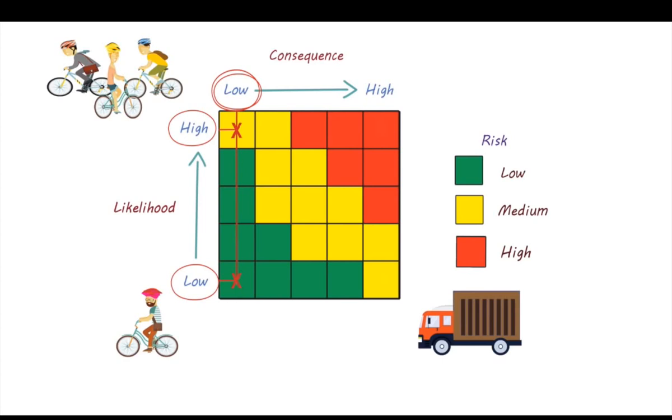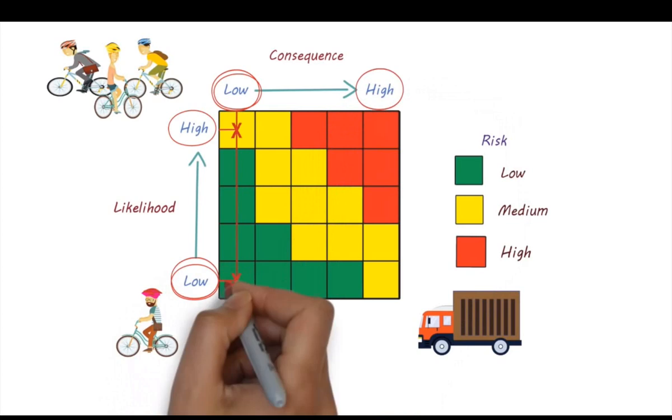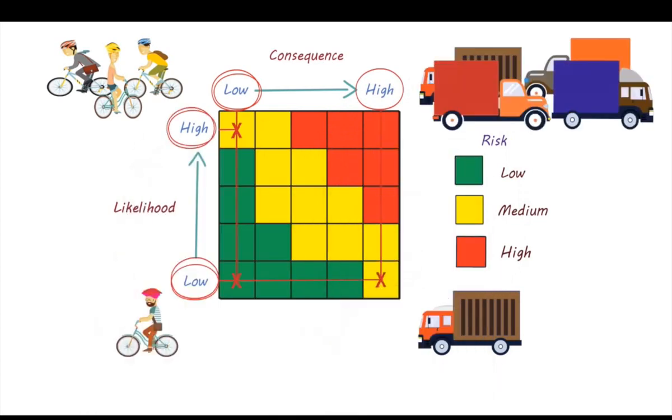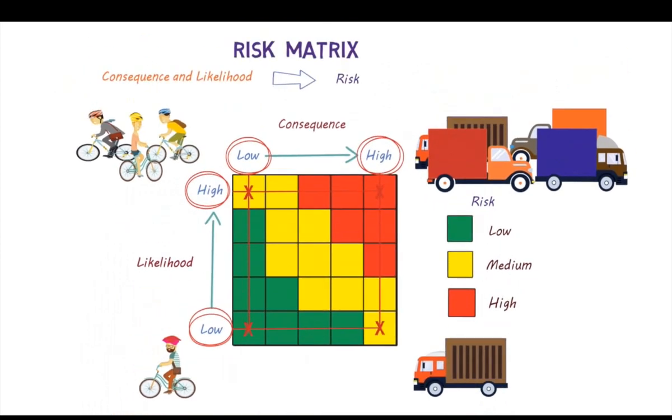In the scenario where trucks are infrequent, the likelihood of a crash is low, but the consequence is high. The overall risk is medium. And if it's a busy truck route, the likelihood and consequence are both high, and therefore the overall risk is high. So that's how a risk matrix can be used to determine the overall level of risk using an assessment of likelihood and consequence.